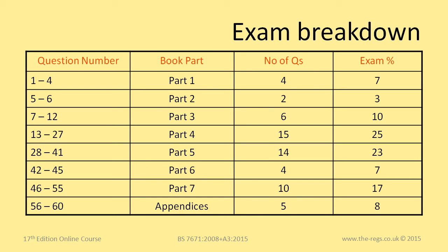So have a look at that. You can see there, not all things are equal. You get 4 questions on part 1, but you get 15 questions on part 4 and 14 questions on part 5. Parts 4 and 5 are the meat of the exam. The areas you really want to concentrate on are 4, 5 and 7, because you are looking at a possible 65% there, just off those.